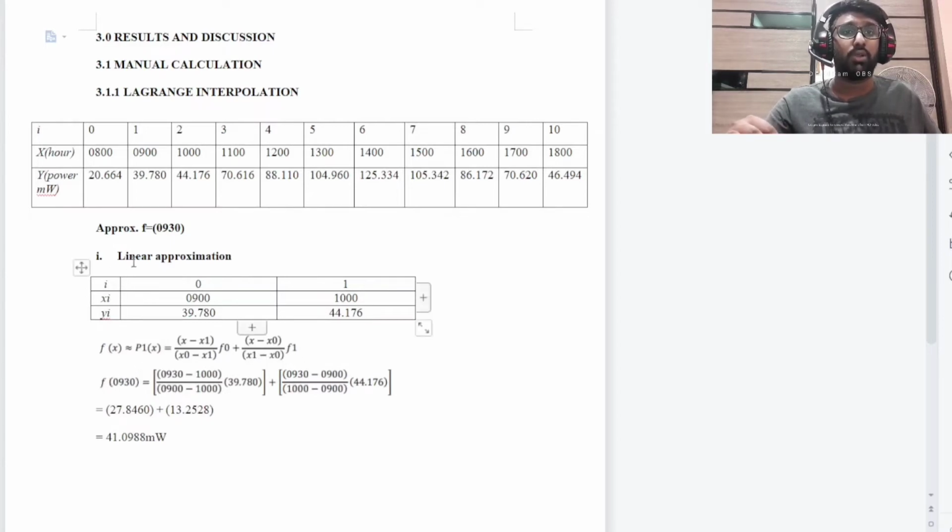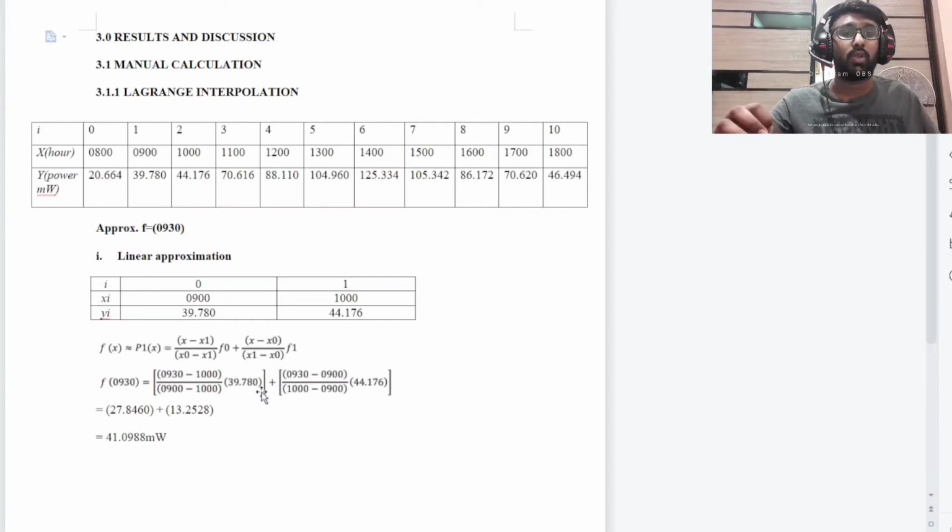Our x value we have already chosen, which is the approximation of 930. So we have f(0930), because over here at the top we can see we have already put x minus x1, so it's 930 minus 10 o'clock, where our x1 here is 10 o'clock. Then the down part, x0 is 0900 or 9 o'clock, minus 10 o'clock, and 39.780, this value is actually the power needed for x0. And then here, as you can see, we just substitute the value. 44.176 is the power needed for 10 o'clock.